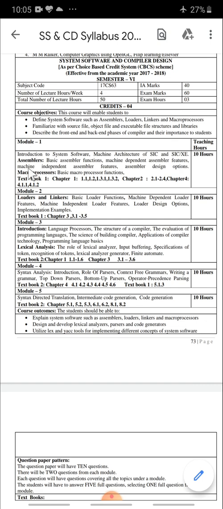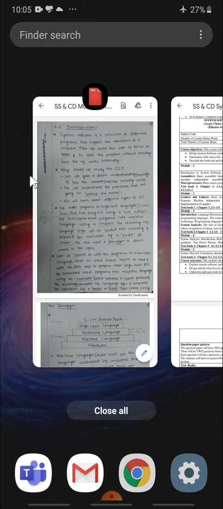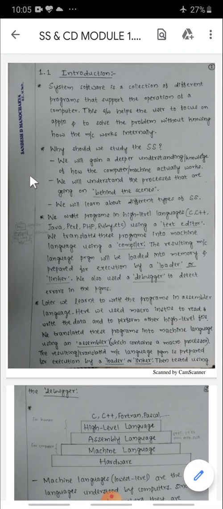First module has three chapters. The first chapter is Introduction to System Software. Second chapter is Assemblers. Third chapter is Macroprocessors. Note it, it is macroprocessors. It is not microprocessors. Let us start with first chapter, that is Introduction.